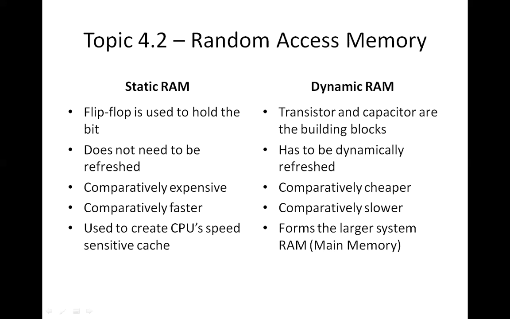Static RAM is generally used to create the CPU's speed-sensitive cache. The cache memory is nearest to the processor, and the data that a processor requires is given through the cache memory. So the speed of the processor finally depends on the cache memory. For proper equivalence between the speed of the processor and that of the memory, there should be good architecture used for the implementation of cache memory in a system.